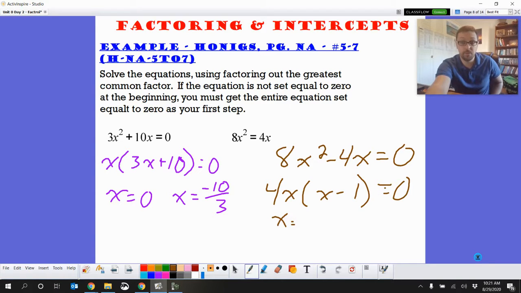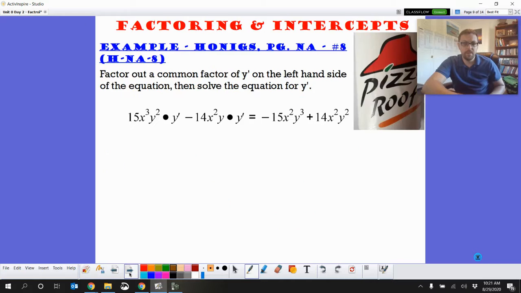And then we can get our two zeros. In the first one, 4 times what is 0? 0. And then what minus 1 is 0, 1. That's all set. I think we got a couple more.